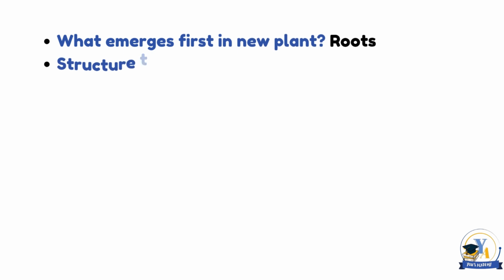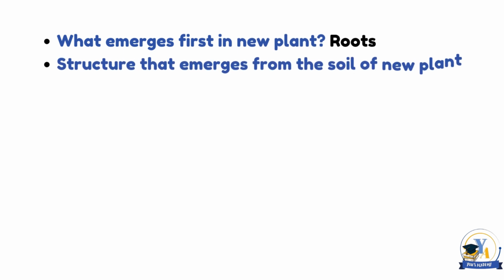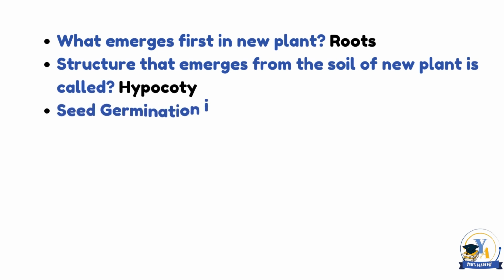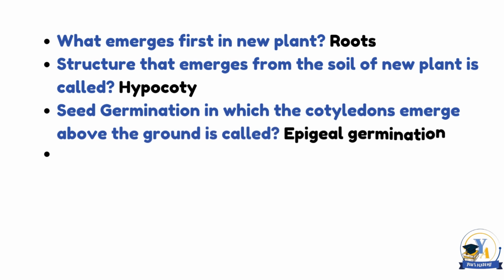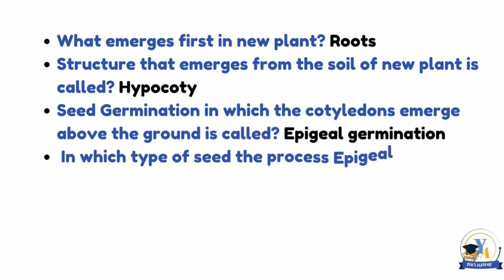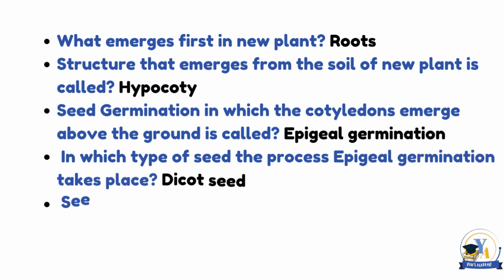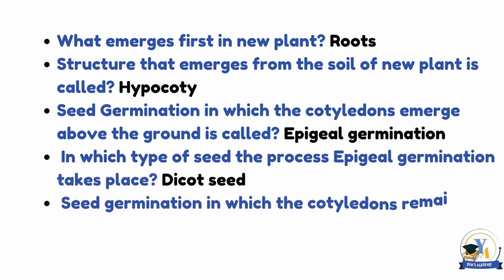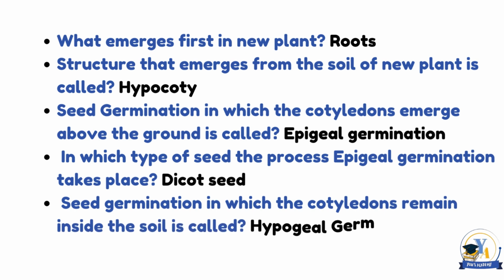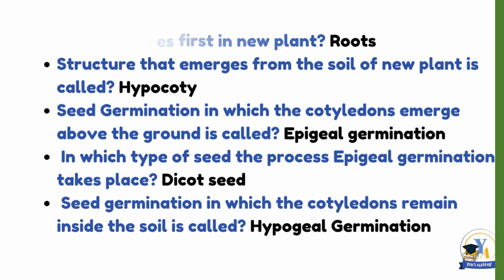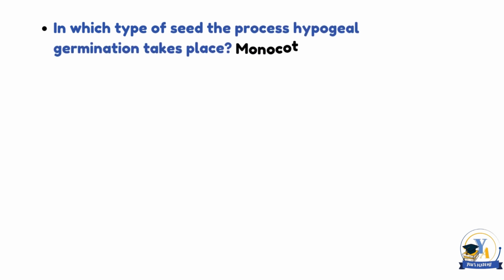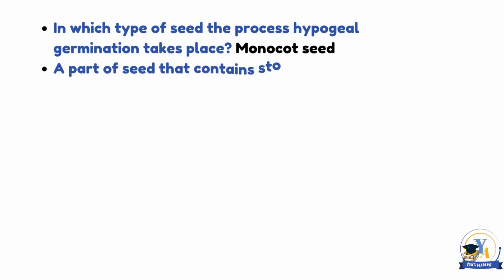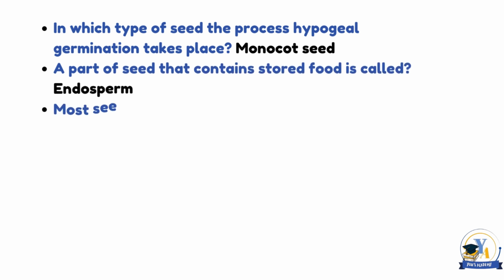What emerges first in a new plant? Roots. The structure that emerges from the soil of a new plant is called hypocotyl. Seed germination in which the cotyledons emerge above the ground is called epigeal germination. In which type of seed does epigeal germination take place? Dicot seed. Seed germination in which the cotyledons remain inside the soil is called hypogeal germination. In which type of seed does hypogeal germination take place? Monocot seed. A part of seed that contains stored food is called endosperm.